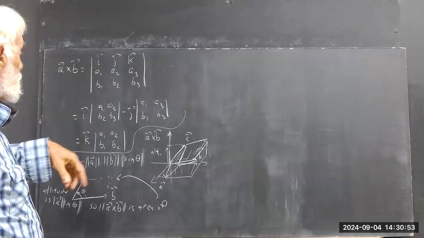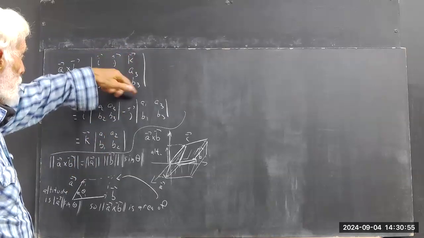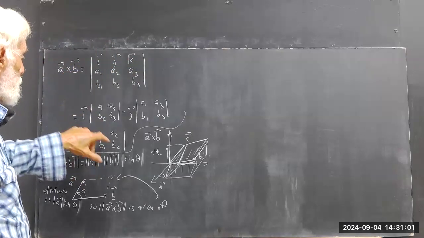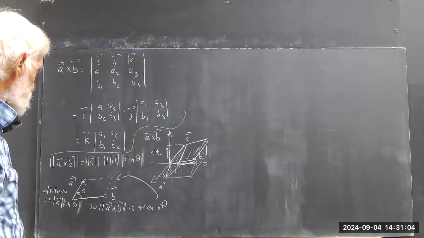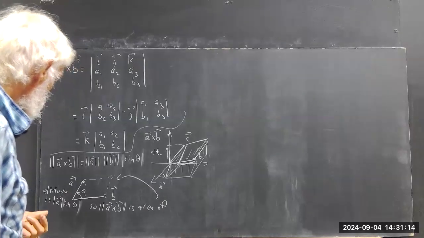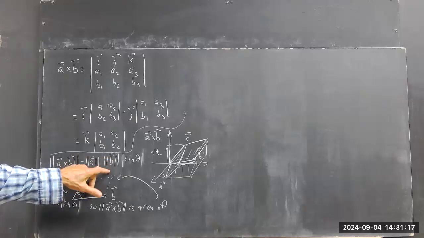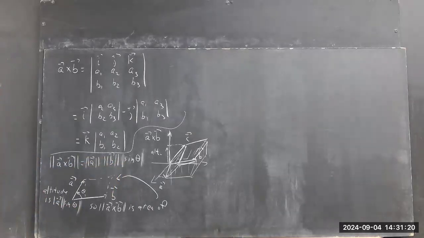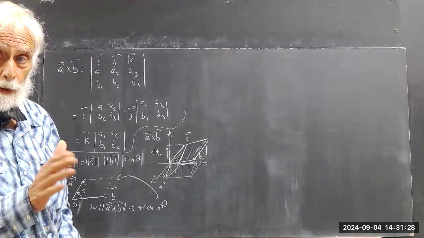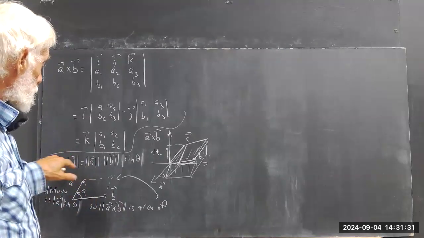And for K, it's similar, plus K times the determinant of the minor I get when I eliminate the row and column of K: A1, A2, B1, B2, which is A1B2 minus A2B1. So it's easy enough to calculate. The actual definition of the cross product is the magnitude of A times the magnitude of B times sine theta. And the direction is what you get with the right-hand rule when you cross A with B. It's going to be perpendicular to both the A and the B vector.